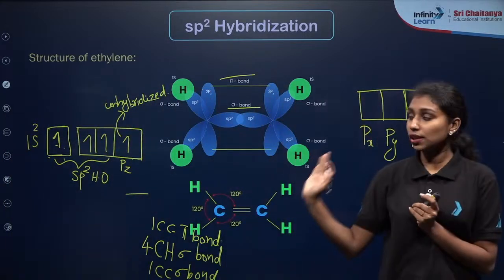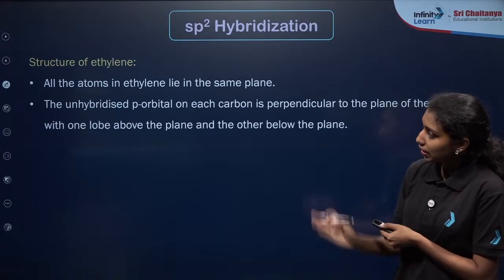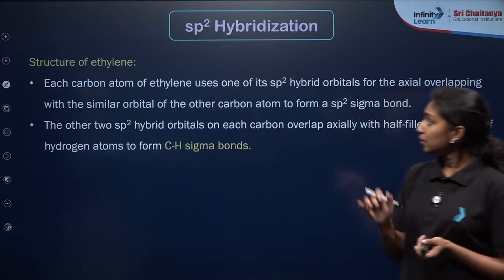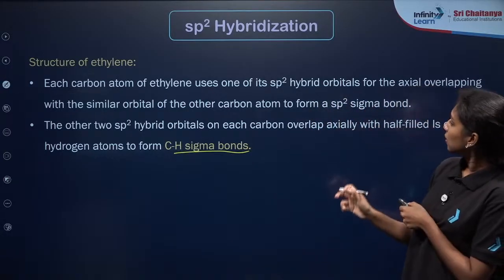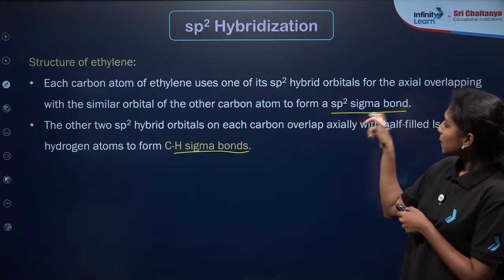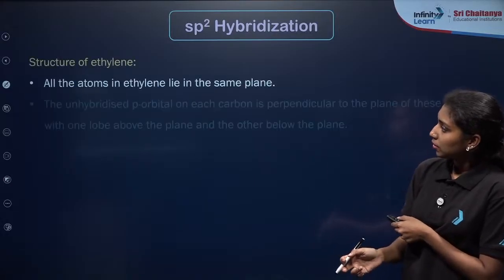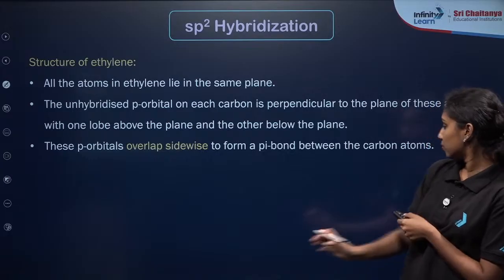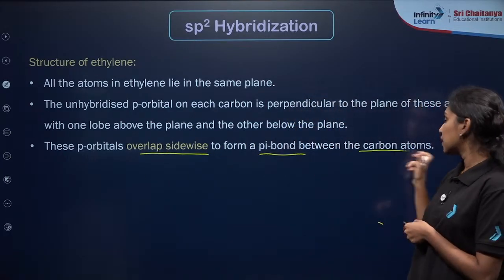So this is the structure of the CH2 double bond CH2 molecule. The same thing I have given in words also. Clear? It will form the CH sigma bonds. Then there will be one sp2 sigma bond and a pi bond also present, overlapping sidewise to form a pi bond between the carbon atoms.